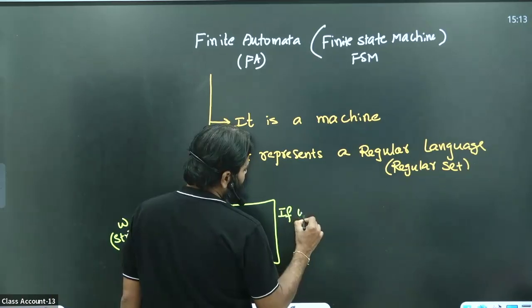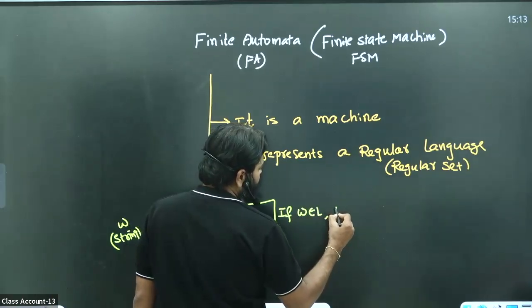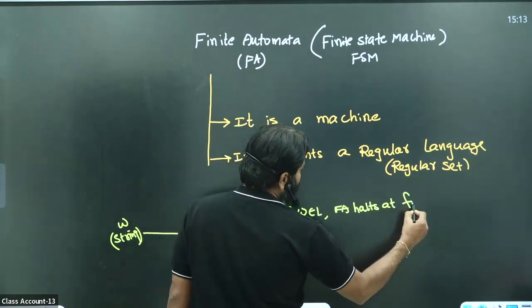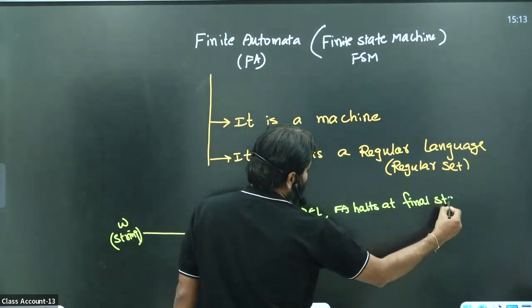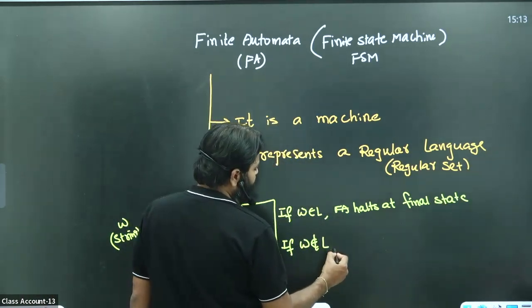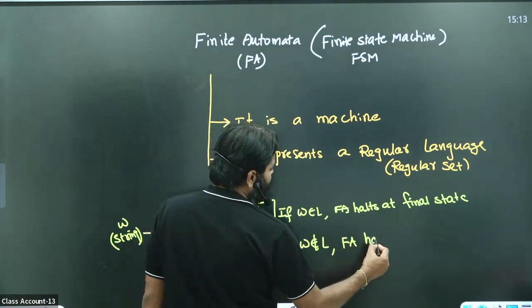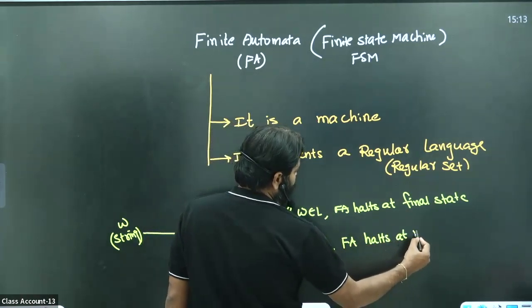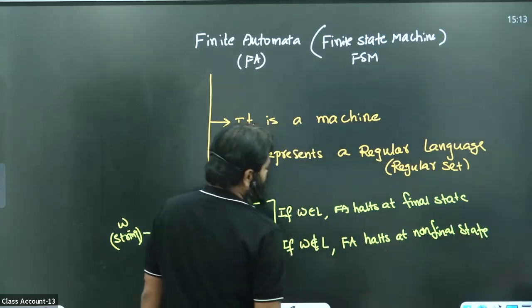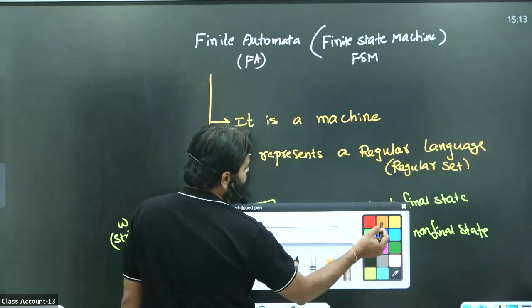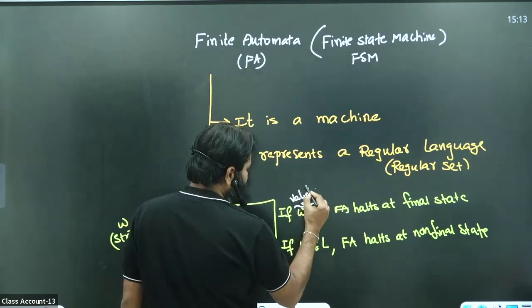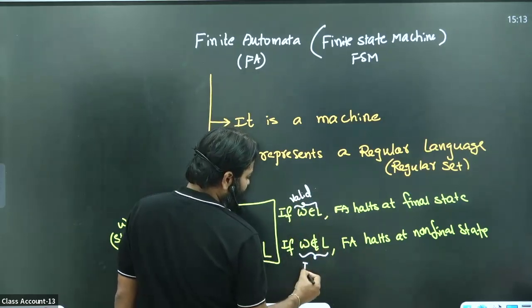If the string belongs to L, this finite automata halts at a final state. If the string does not belong to L, the finite automata halts at a non-final state. So if W belongs to L, we call it a valid member of the language. If W is not in L, that means it is an invalid member of L.